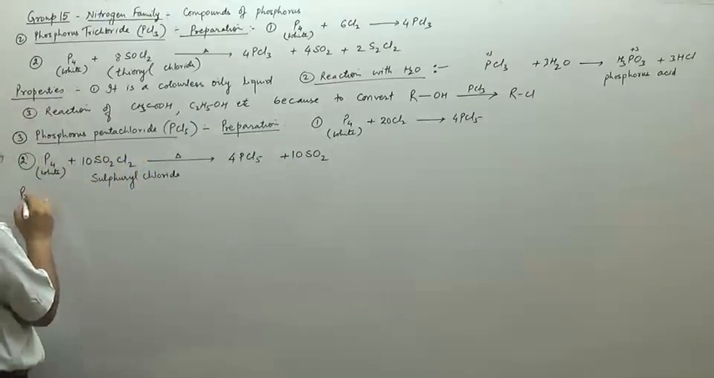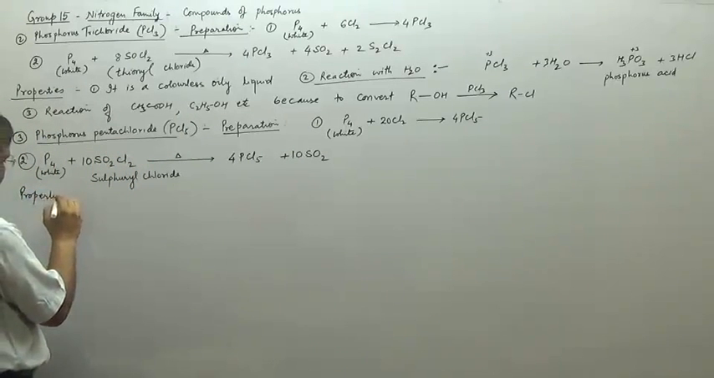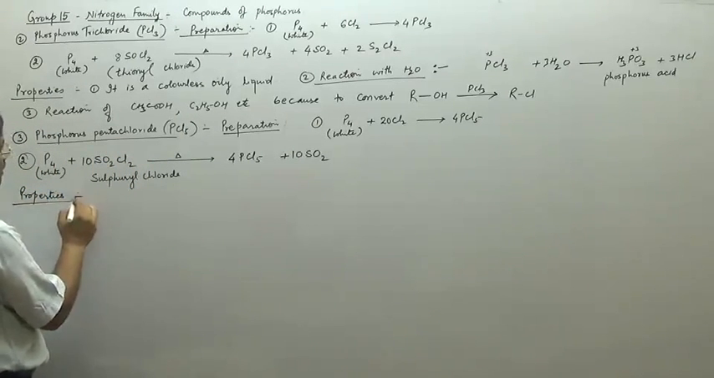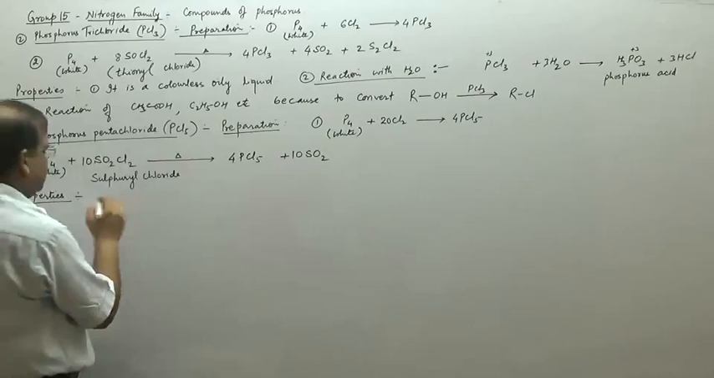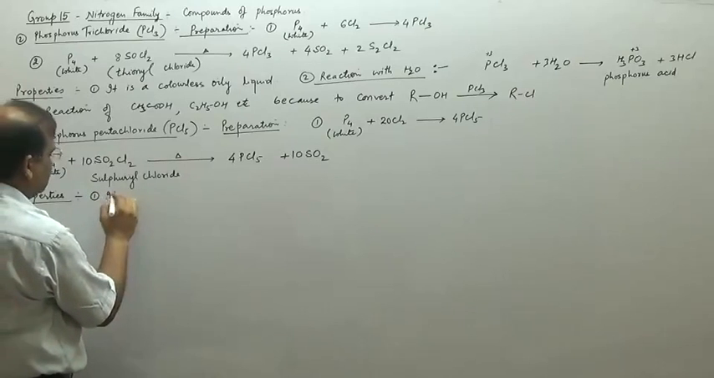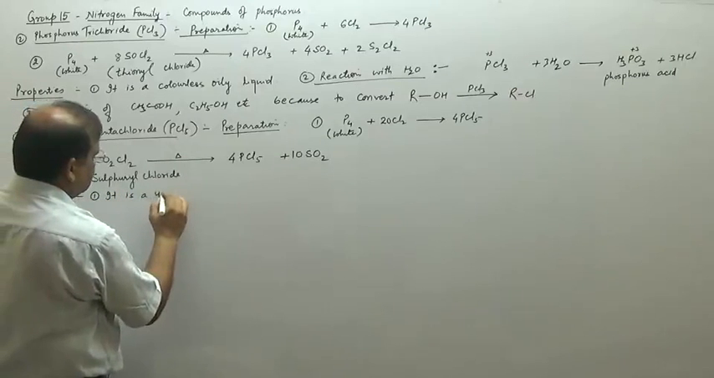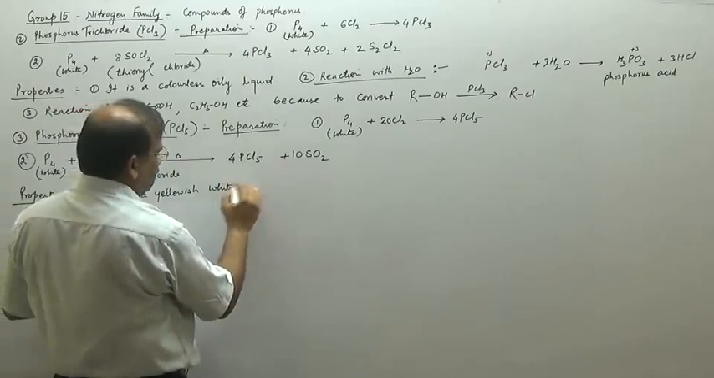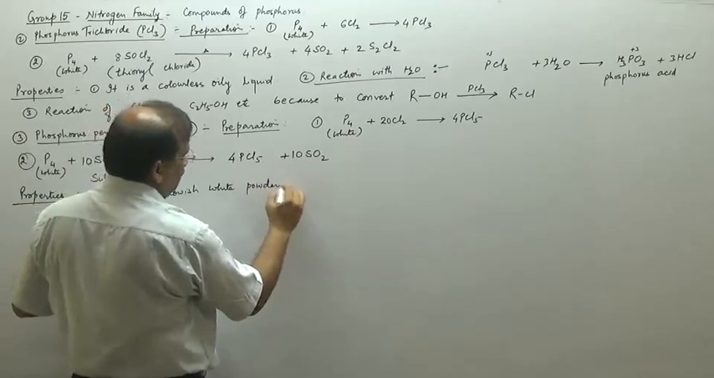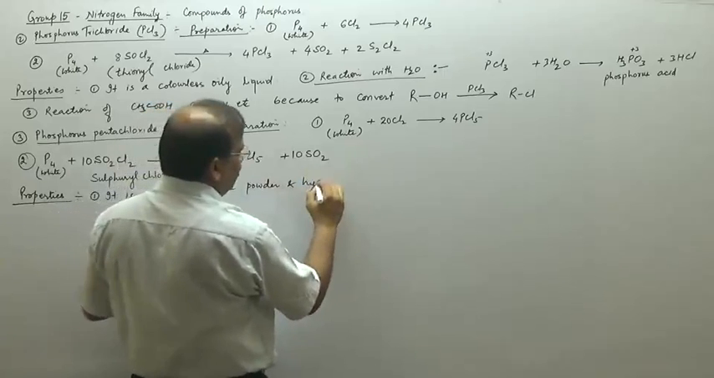Now we can write the properties of this. If we talk about the properties, we can write how it looks: it is a yellowish white powder and hydrolyzed in moisture.